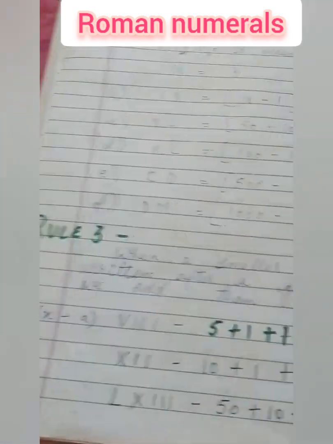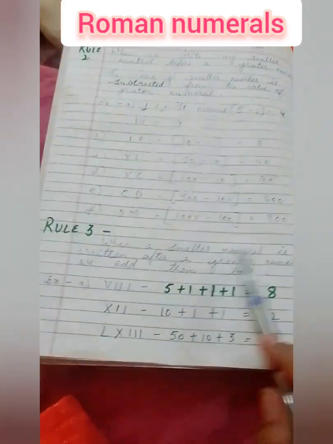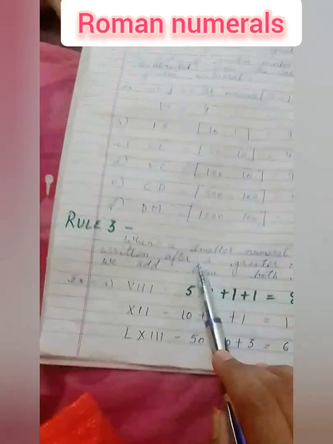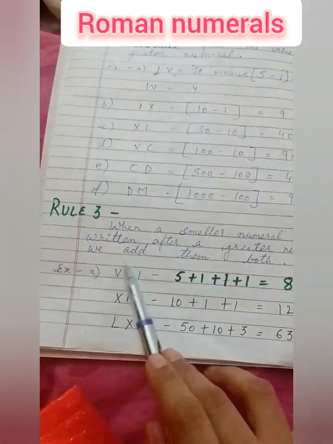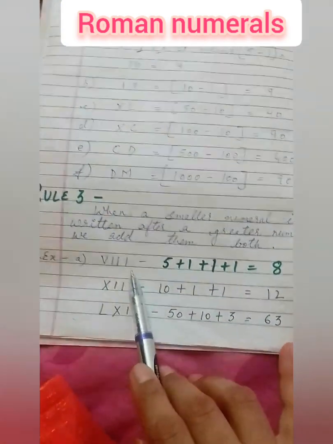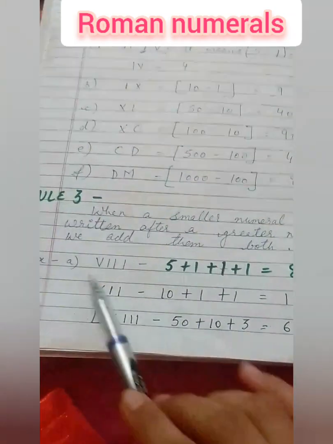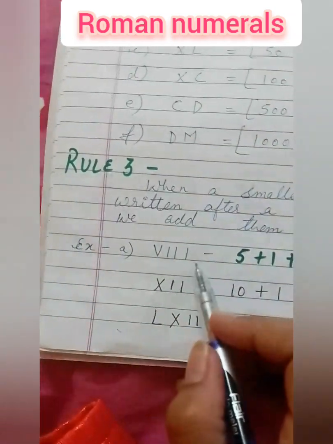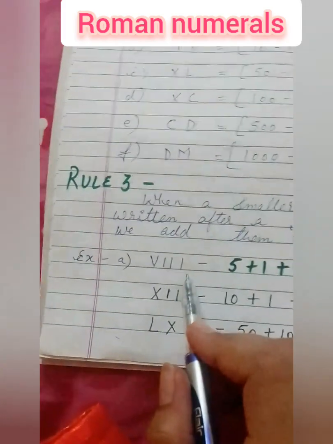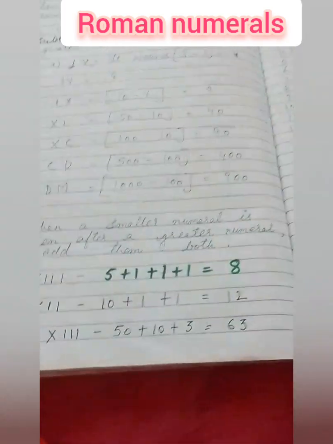So here it is, our rule number 3. When a smaller numeral is written after a greater numeral, or you can say on the right side of a greater numeral, we add them both. Then we add all the numbers together and it becomes that number.